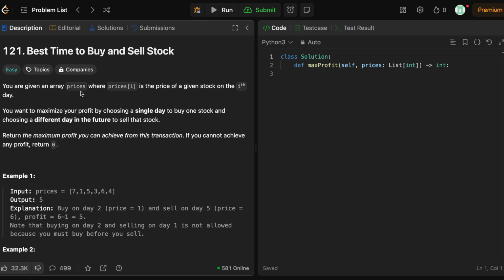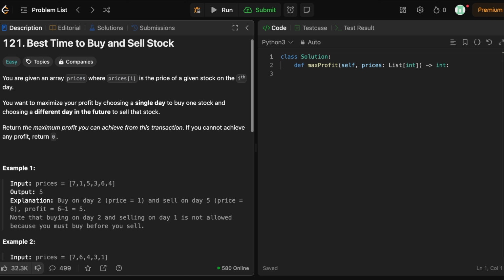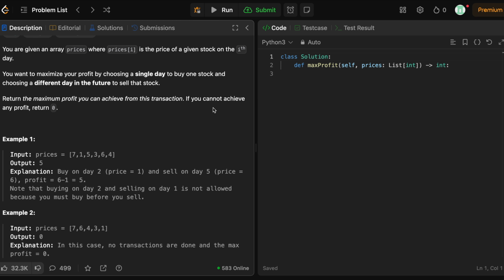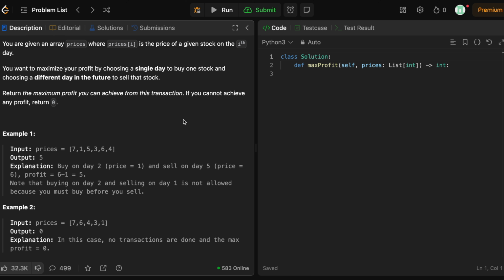So we're given an array prices where prices[i] is the price of a given stock on the ith day. We need to maximize our profit by choosing a single day to buy one stock and choosing a different day in the future to sell that stock. And then we need to return the maximum profit we can achieve from this transaction. And if we cannot achieve any profit, we need to return 0.